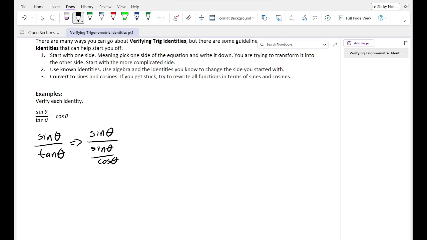Remember, sine over cosine. Now this is a fraction within a fraction, so I'm going to flip it around so I can simplify it easier. So sine theta over 1 times, and then sine over cosine gets flipped, cosine theta over sine theta. The sine thetas cancel out, leaving you only with cosine theta. Well, cosine theta equals cosine theta, so you have verified that sine theta over tangent theta equals cosine theta.